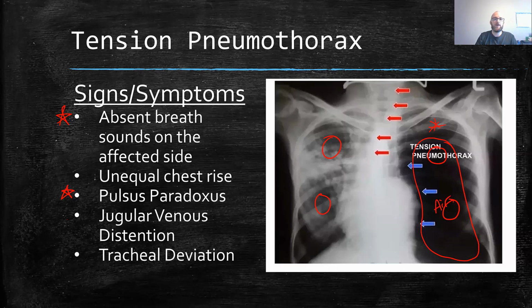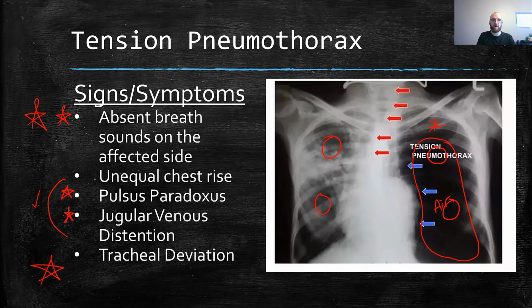That's another one where, not on its own, can we call it a tension pneumo. Because both pulsus paradoxus and jugular vein distension are big ones in cardiac tamponade recognition. But cardiac tamponade won't have absent breath sounds. Cardiac tamponade won't have tracheal deviation.